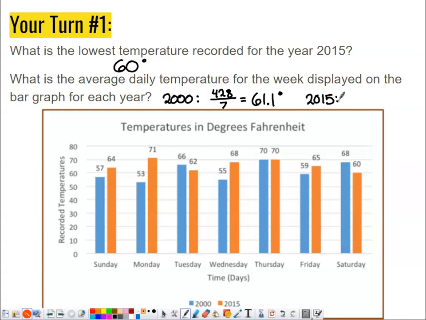For the year 2015, we're going to do the same thing. We need to add up all the red bars, so 64, 71, 62, 68, 70, 65, and 60. We add those together, and then we divide by 7. So we have 460 divided by 7, and that's equal to approximately 65.7 degrees.